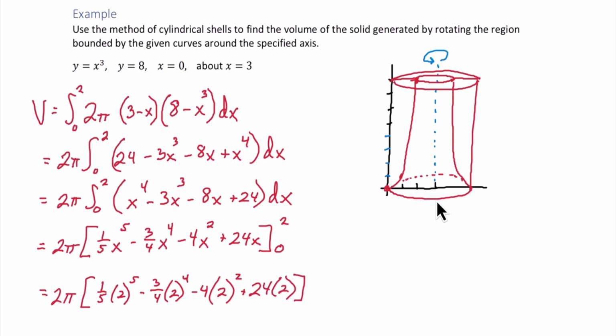And typically we also plug in the lower limit, but plugging in 0 is just going to give us a subtract 0. So there's no need to do that. If we simplify this, we get 264 pi over 5, the volume of the solid.